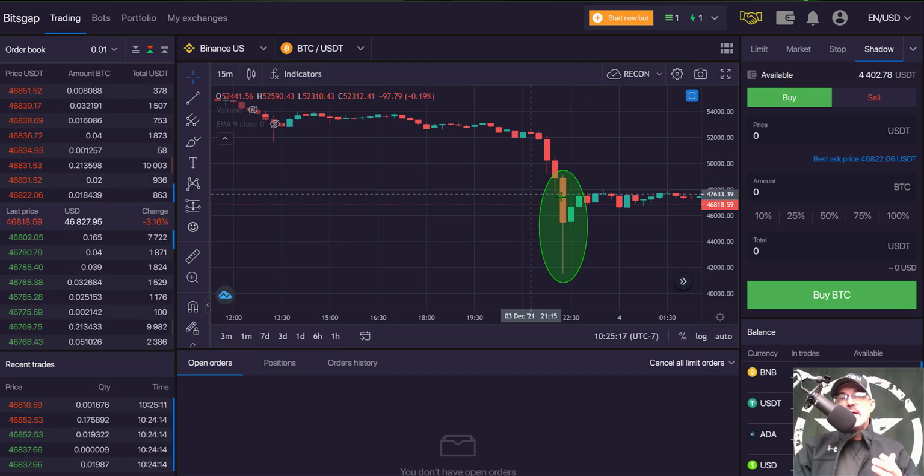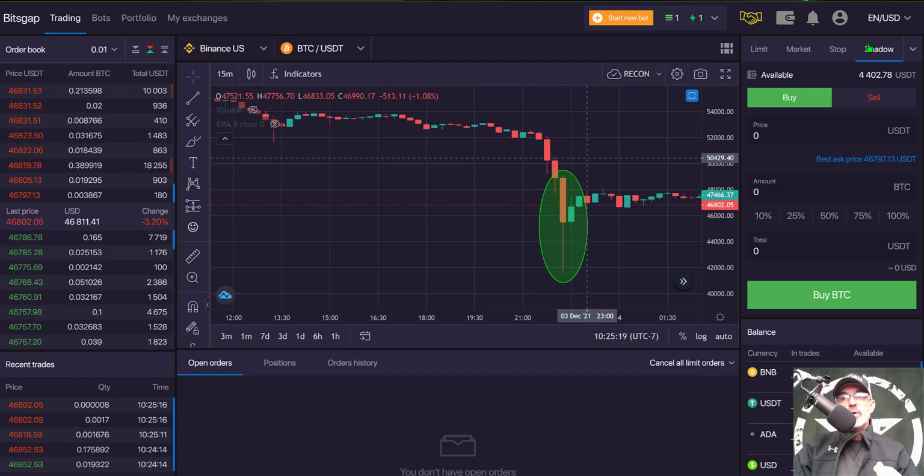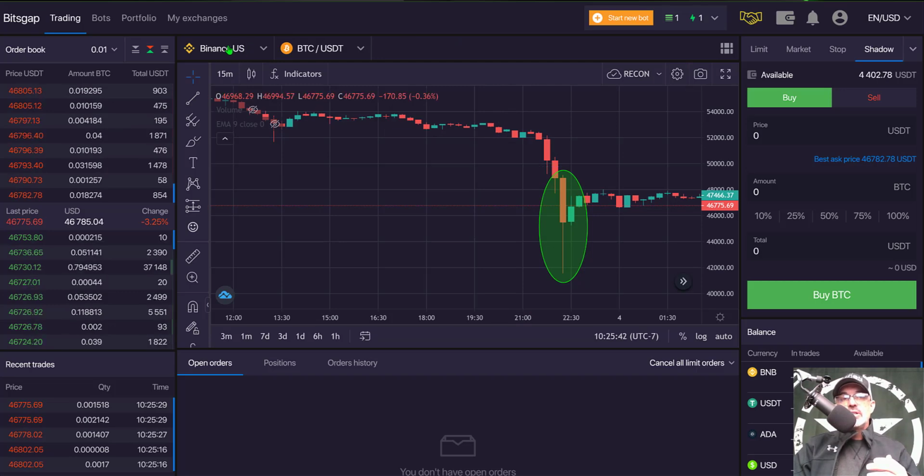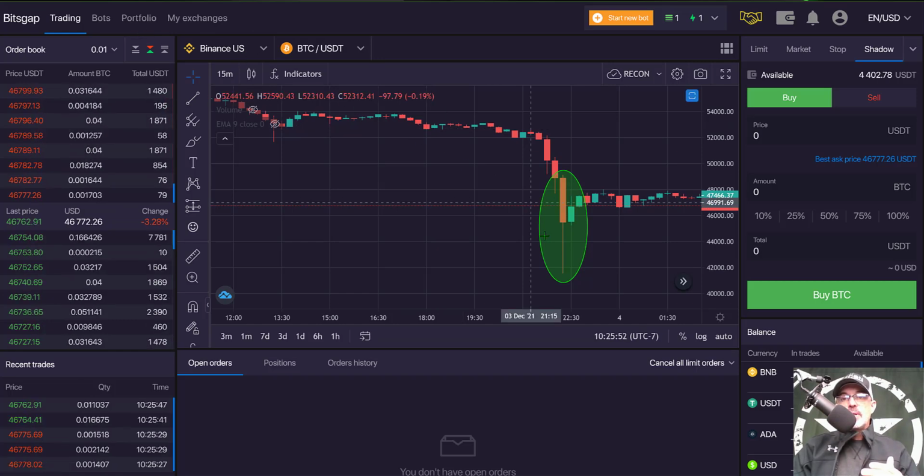However, today I will be setting up 3 different shadow orders that will not lock up any of my funds on the exchange. Today I will be using my Binance US exchange account that I have connected to Bitsgap. All my funds are still on the Binance US exchange, but I will be placing these shadow orders and not locking up any of my USDT that's available on the Binance US exchange.